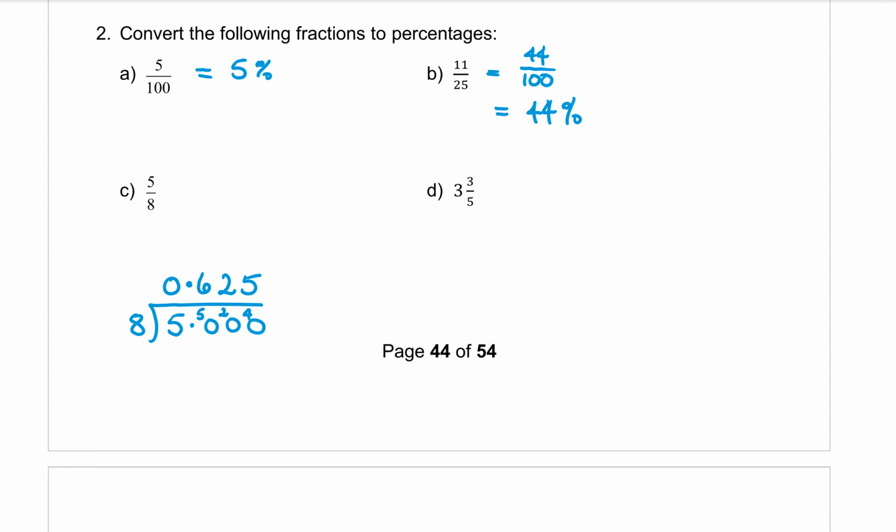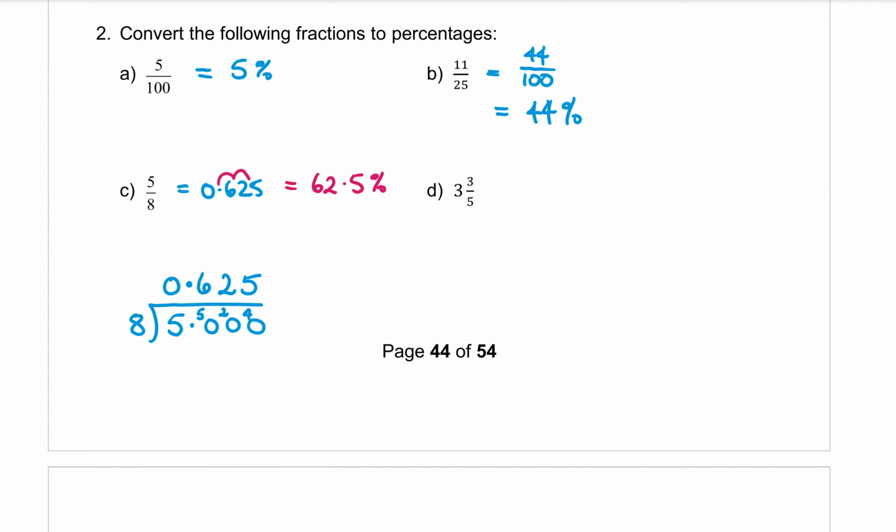Okay, so I have been able to convert my fraction into a decimal. Okay, so that is equal to 0.625 as a decimal. Now, a decimal is easy to convert to a percentage because we just have to multiply by 100. And that means moving the decimal place 2 jumps over to the right. So 1, 2 jumps means that we get 62.5%.